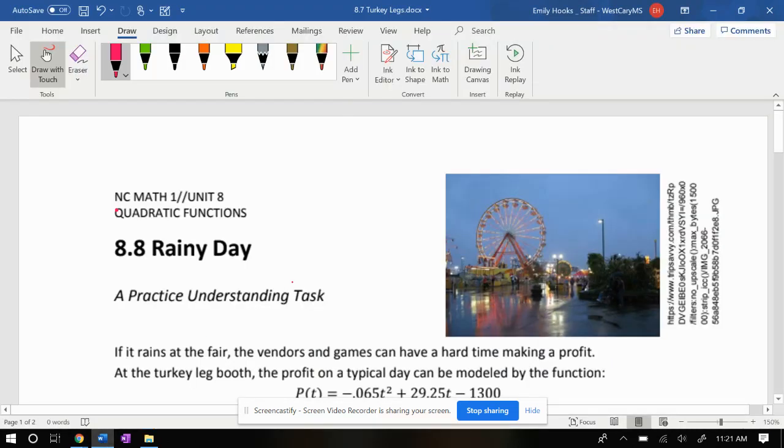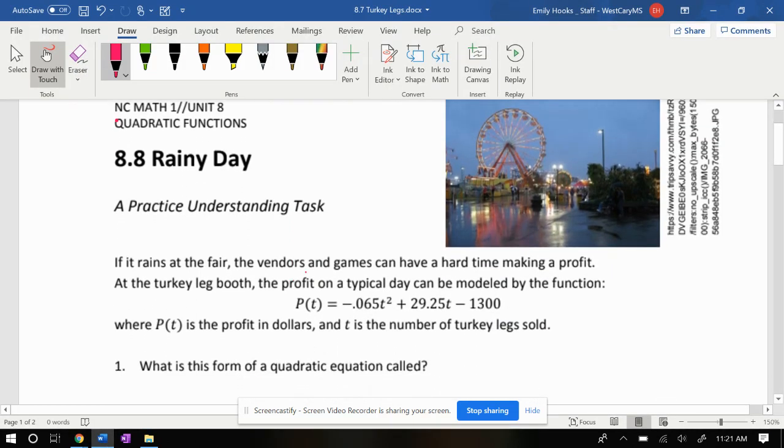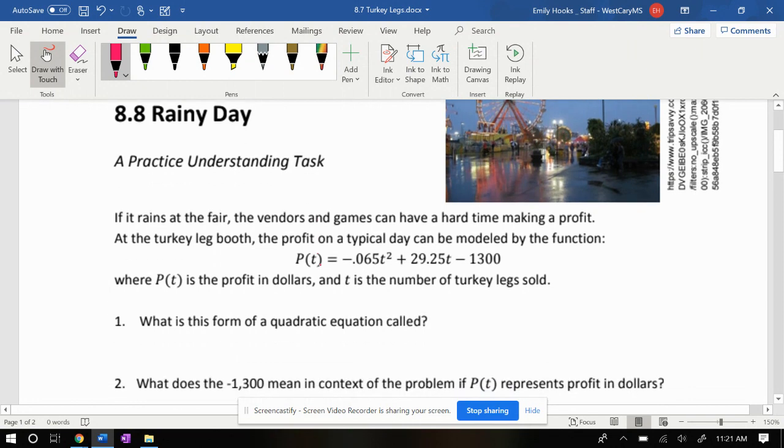Hi, so this lesson is on 8.8 Rainy Day. It's a practice understanding task. So let's go ahead and get started.